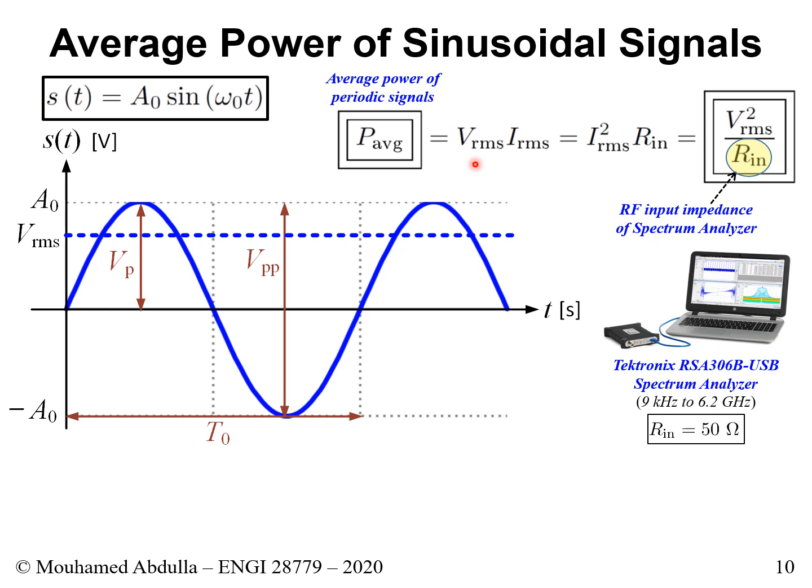So if you have a sinusoidal, this is true. If you have a sawtooth, these equations are true. If you have a periodic square wave, they are true. Triangular waves that are periodic, they are true. If you have periodic pulse signals, it is true. As long as it is periodic, then these equations are true.